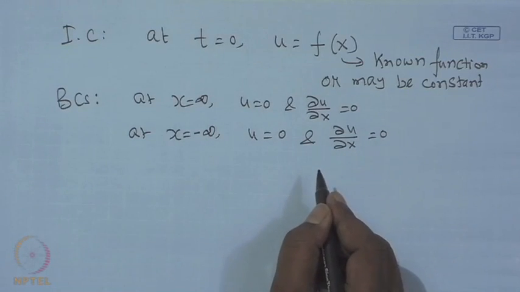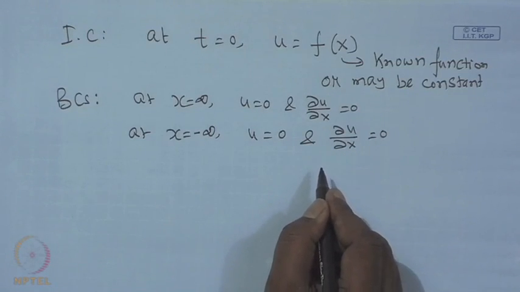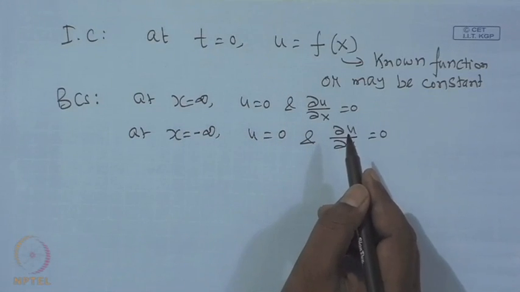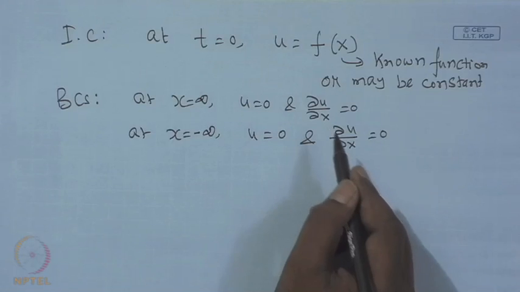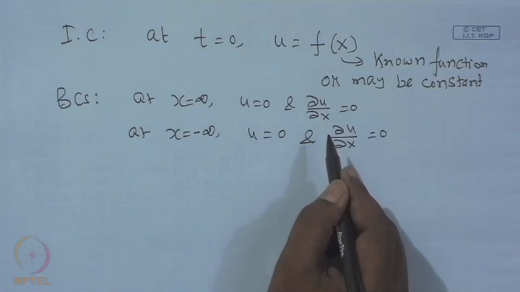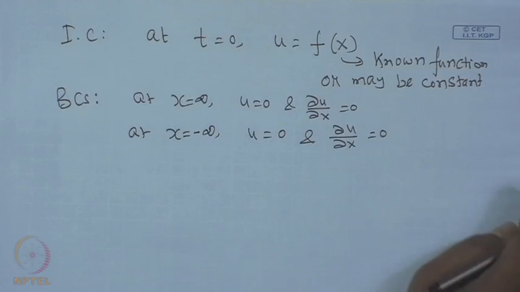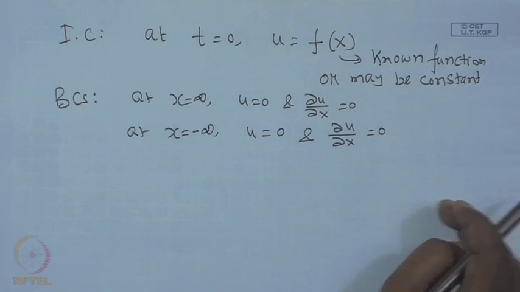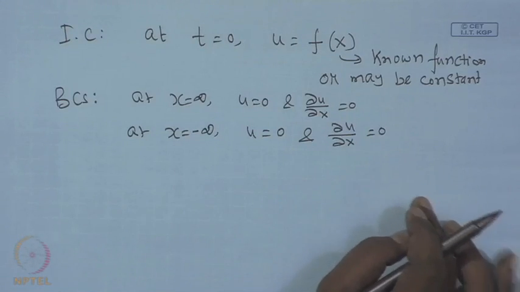So, at x equal to plus minus infinity, both u and del u del x will be equal to 0. This means the temperature profile is a well behaved profile. It does not go to infinity at any place in the domain, even at infinite distance. It will basically die down there. So, it is a well behaved problem.